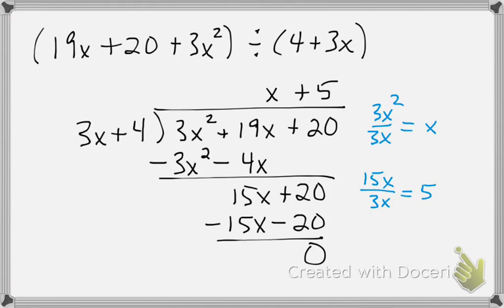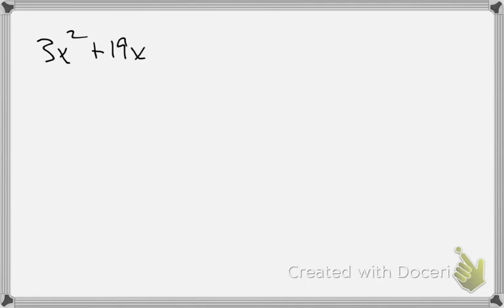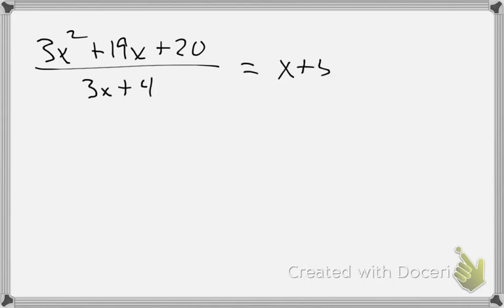So what do you get? x plus 5. My remainder was 0. So this means 3x squared plus 19x plus 20 divided by 3x plus 4 is equal to x plus 5, and no remainders left over. When we're writing our answer, is that how we do the tests? Yes.